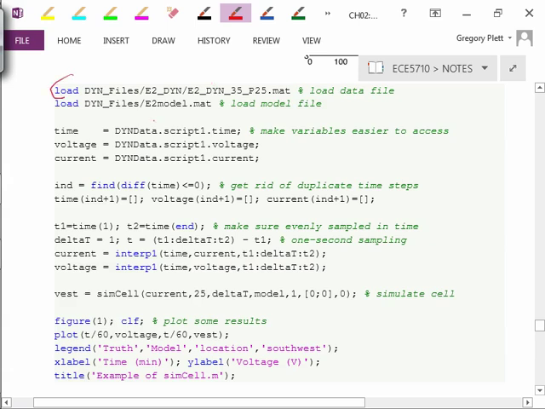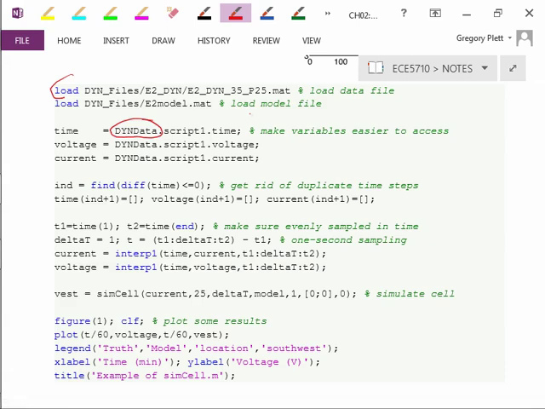contained a variable called dyn_data, and it's organized into scripts, just like we saw when we collect the dynamic data. There are scripts 1, 2, 3, I think, and so I use the fields of this variable to denote. Okay, so dyn_data is the overall data object. Script 1 is all the data from script 1, and then time is the time data from script 1 from dyn_data. Voltage is the voltage field. Current is the current field.